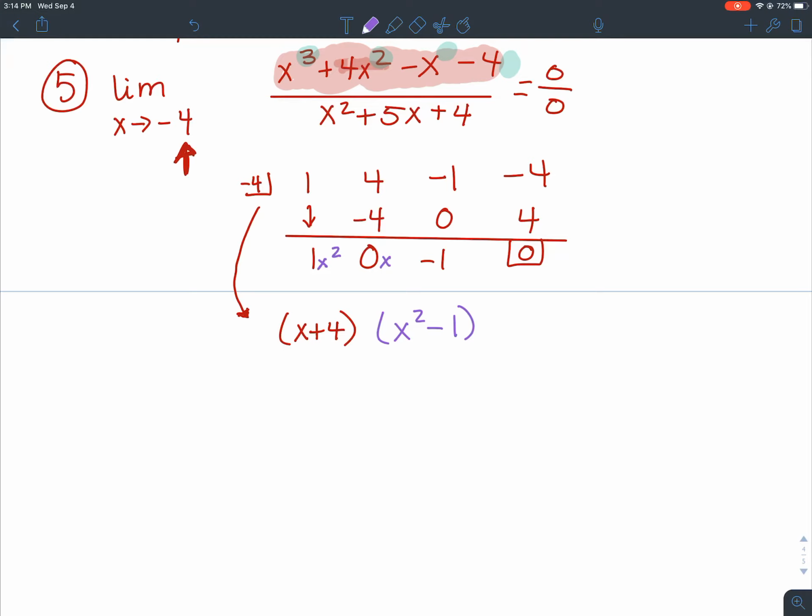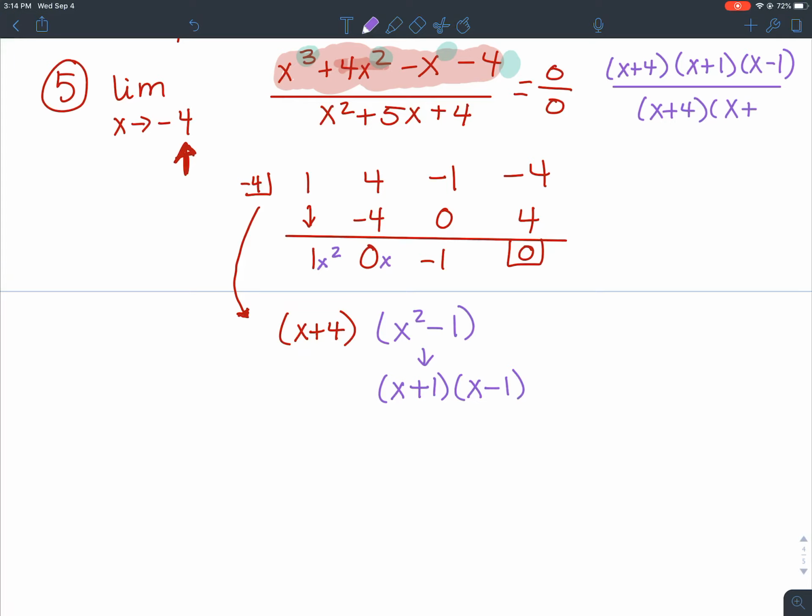And that to me is a red flag, because they're both perfect squares. Yes. So the top, I'm going to come over here. I have x plus 4. And this guy, it factors to x plus 1 and x minus 1. Because it's a difference of squares. All right, and then I just got to factor the bottom. And that's an easy one, so I'm not going to work that all the way out. It turns into x plus 4 and x plus 1.